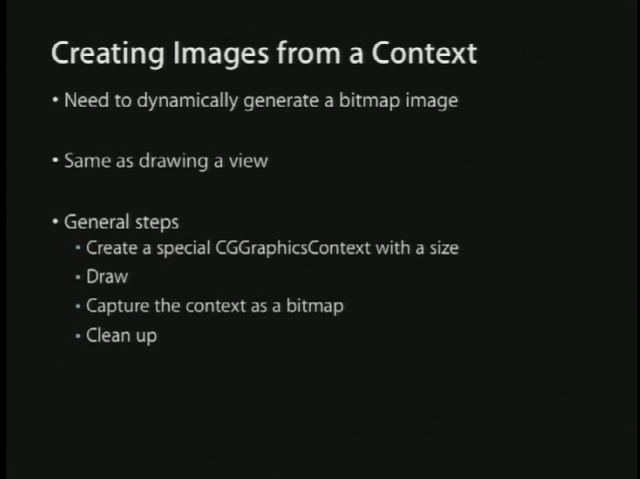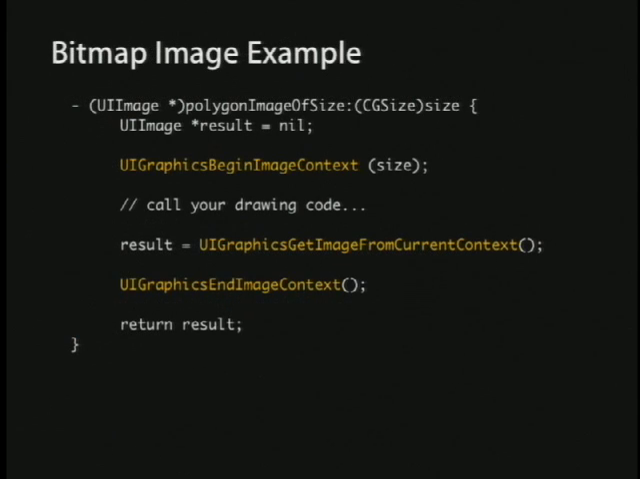Basically, the way you do it is you create this special graphics context, you define the size of the image that you need, draw, and then capture the context as a bitmap. Let's take a quick look at that. So let's say you want to define a function called polygonImage(ofSize:). You'll pass in the size that you want of this image, and that's going to define how big the UIImage is in width and height in pixels.